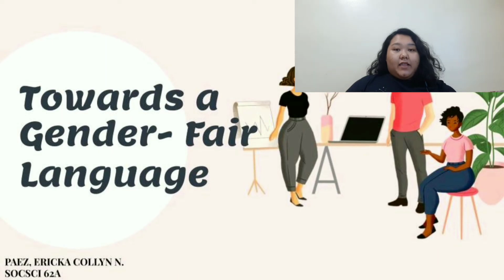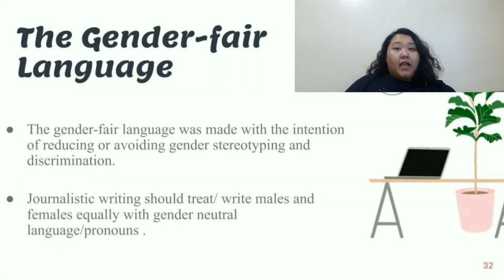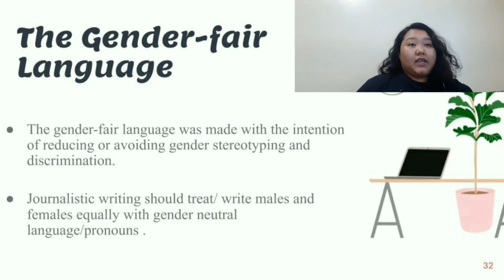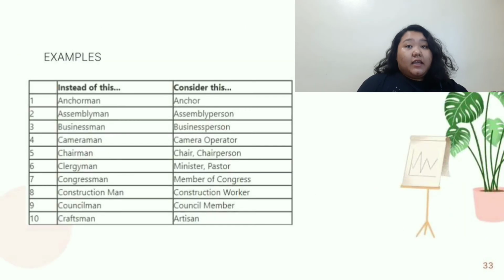Towards gender-fair language. Gender-fair language was made with the intention of reducing and avoiding gender stereotyping and discrimination. Journalistic writing should treat and write males and females as equals with gender-neutral language. Examples of gender-neutral language: instead of saying cameraman, it will be changed to camera operator. Policeman will be changed to police officer, and waiter or waitress will be changed to server.